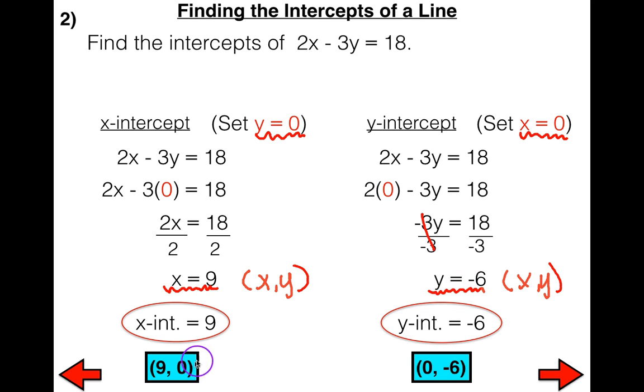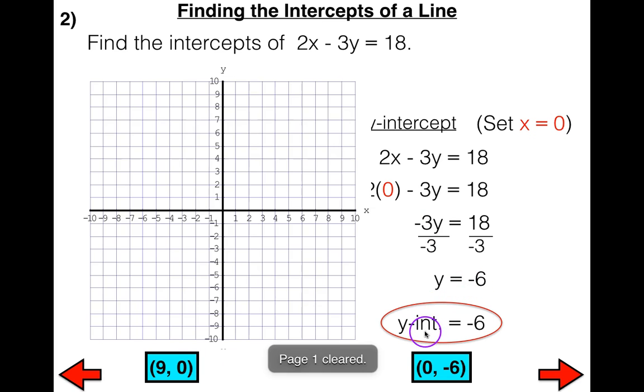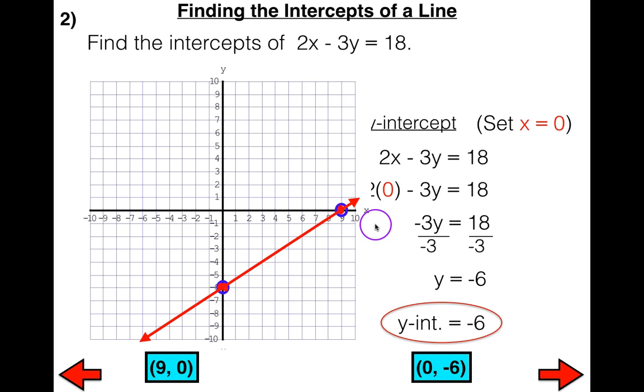So now that I have the x-intercept and the y-intercept, I'm going to plot those points on my graph. So first I'm going to plot the y-intercept, which is at 0, -6. Notice it's the y-intercept because it's on the y-axis, and then I'm going to plot the x-intercept, which is at 9, 0. And again, it is called the x-intercept because it's on the x-axis. Now that I have these 2 points, that's enough for me to draw a line, and that's my graph.